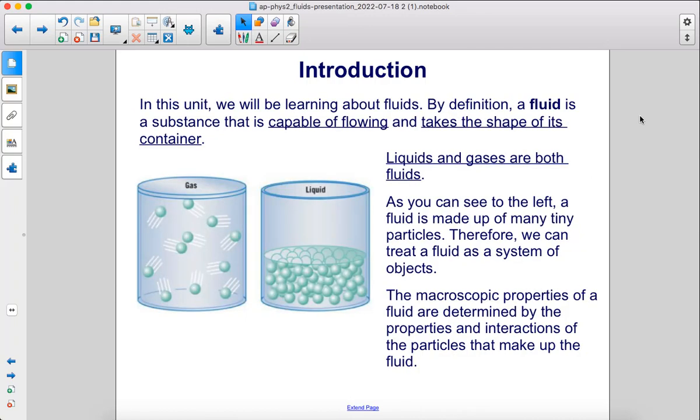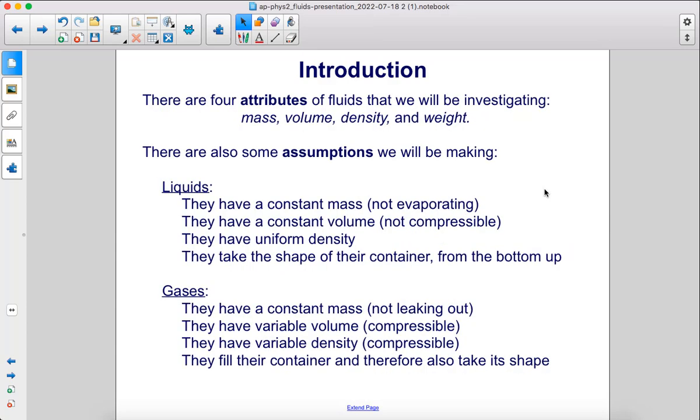In this unit, we will be learning about fluids. By definition, a fluid is a substance that is capable of flowing and takes the shape of its container. Liquids and gases are both fluids. As you can see to the left, a fluid is made up of many tiny particles. Therefore, we can treat a fluid as a system of objects. The macroscopic properties of a fluid are determined by the properties and interactions of the particles that make up the fluid. There are four attributes of fluids that we will be investigating: mass, volume, density, and weight.